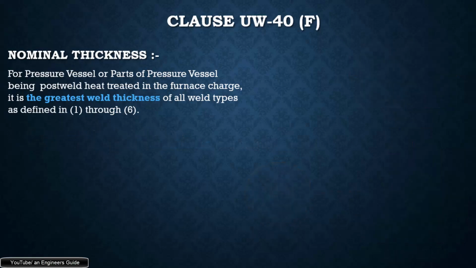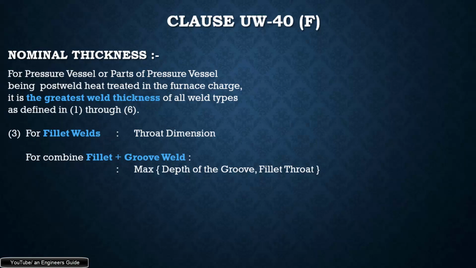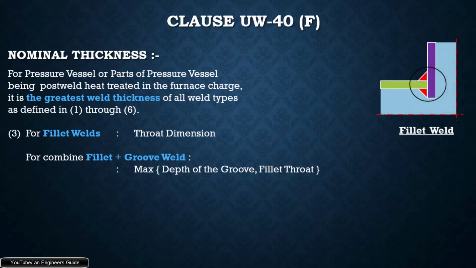Now let's understand point number 3. For fillet welds, nominal thickness will be the throat dimension. For combined fillet plus groove weld, nominal thickness will be the depth of the groove and fillet throat. First of all, the question might be in your mind, what is that throat dimension? Here I have shown one figure, and I'm enlarging that view so that you can understand what the throat dimension actually is. Just look at the figure, where I have marked the throat dimension.